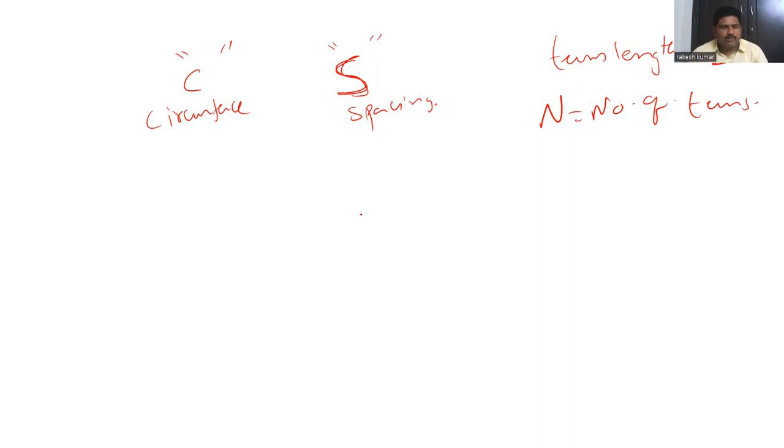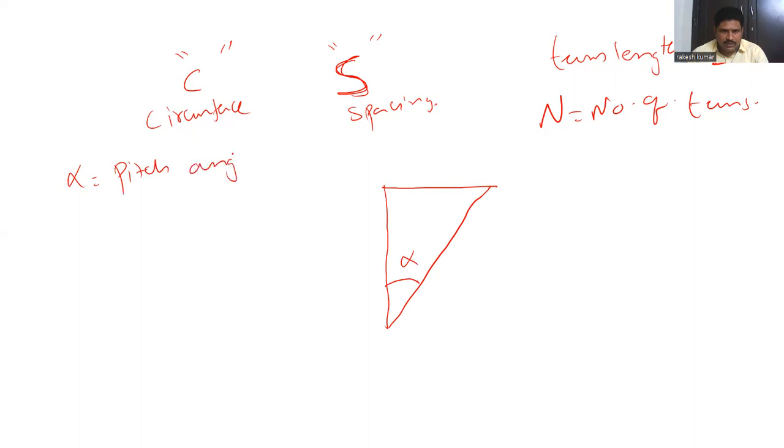Okay, so for example, if I unroll one turn length, it can be drawn like this. So this is called alpha. Alpha is called the pitch angle.